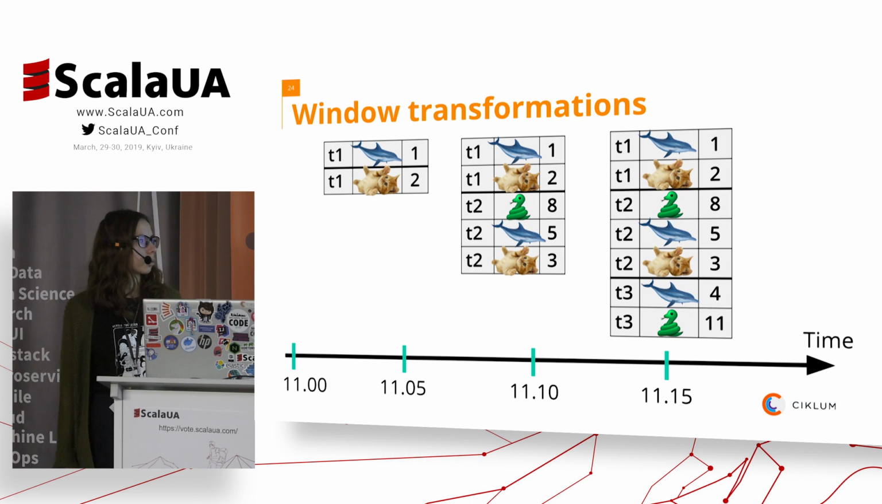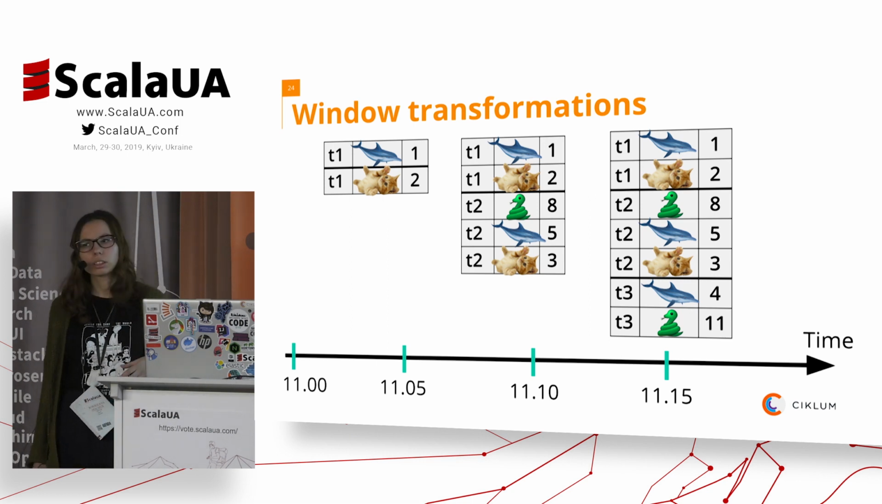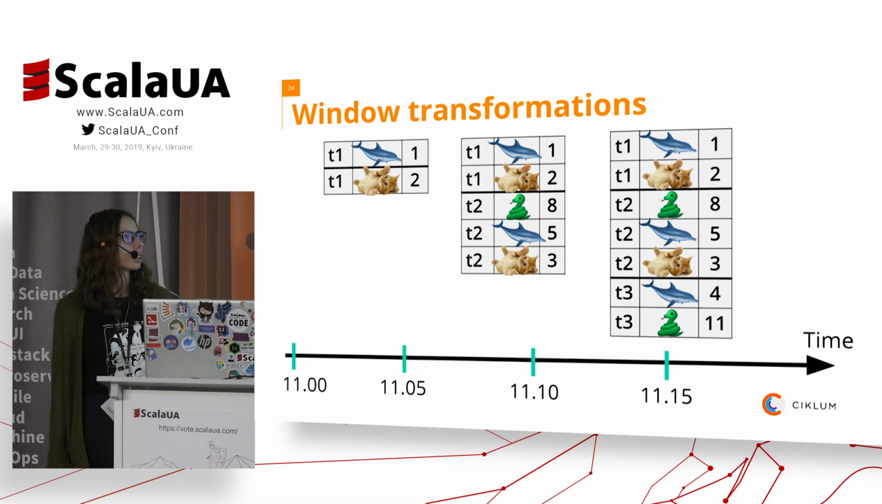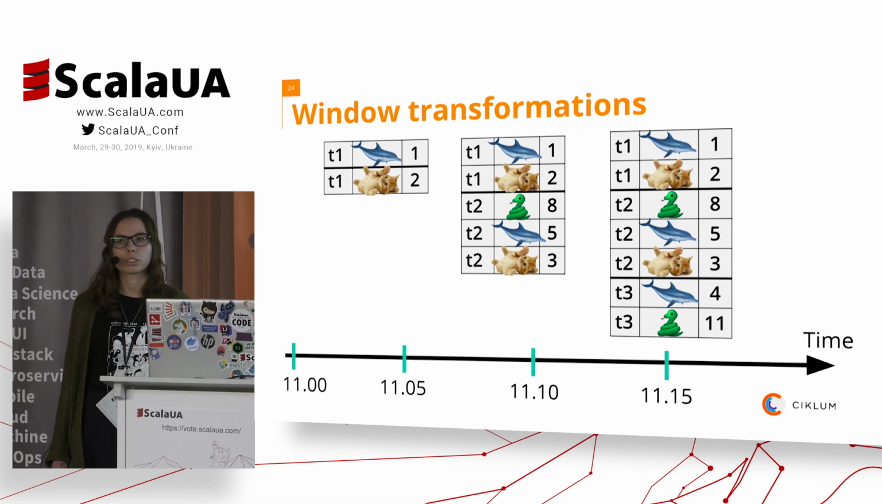That's quite understandable. The next one, we get another data. For example, this time the snakes appear. And on the third interval, we have changes as well. But as you can see, the result table grows over time. So we keep all the results for the previous windows. That's why it grows over time.